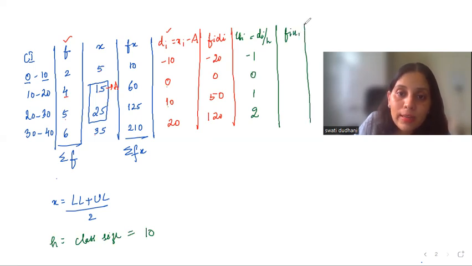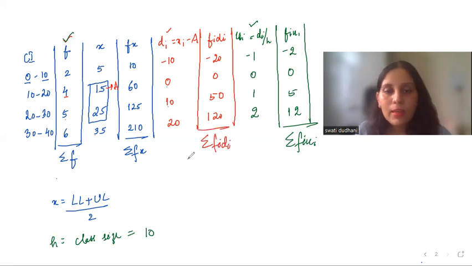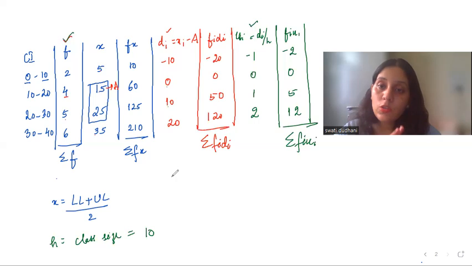Let us multiply fiui. f is 2, this one and this one. 2 into minus 1 is minus 2. 4 into 0 is 0. 5 into 1 is 5. 6 into 2 is 12. So this is sigma fiui and this is sigma fidi. So here I have used all of them.